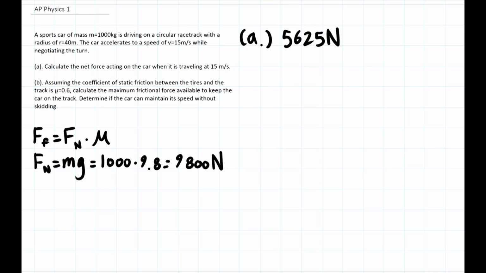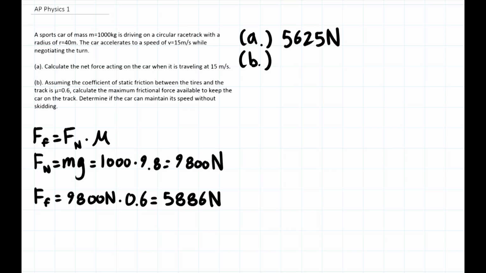Okay, so now we can actually find the force of friction because mu is given to us. The force of friction is equal to 9,800 newtons times 0.6, which is equal to 5,886 newtons. So that's actually the first part of our answer to B. 5,886 newtons is the maximum frictional force.